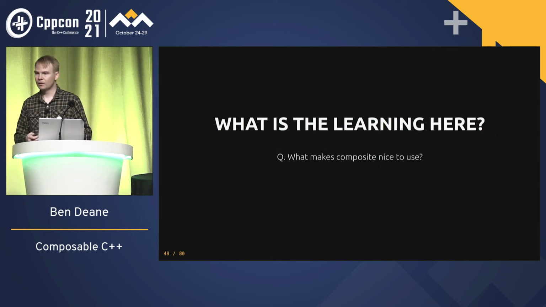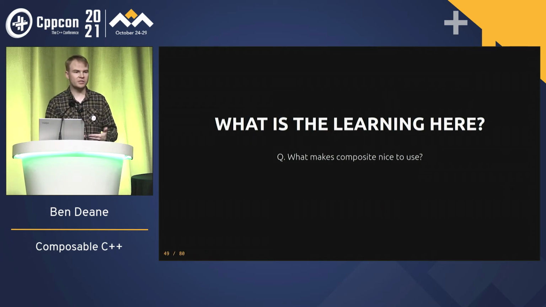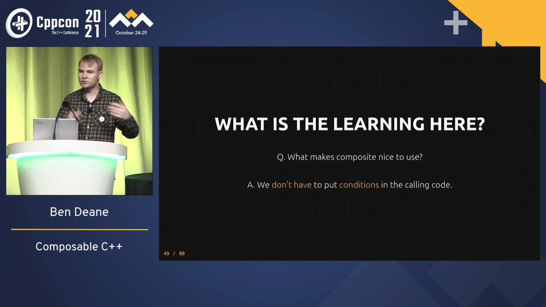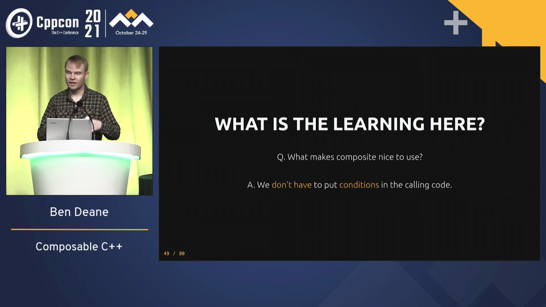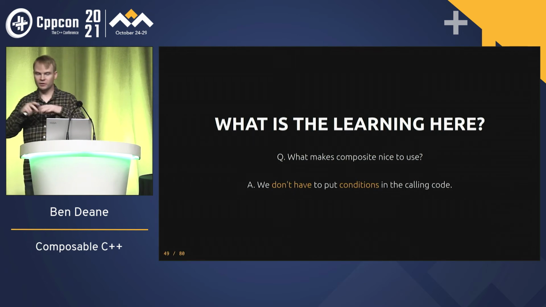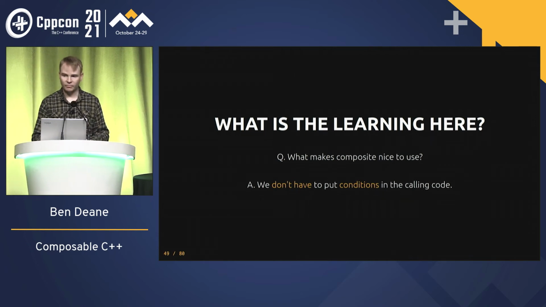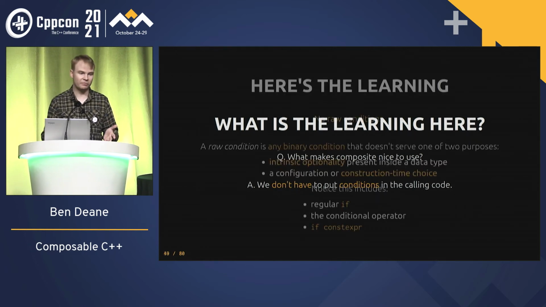So, what's the real learning here? What makes composite nice to use? It's that you don't have to put conditions in the calling code, right? Conditions are those things that make your code look ugly when you step back. You work on the small part, you step back, look at the large part, and you see conditions everywhere, you know something is wrong. So here's the learning that I take away from that.